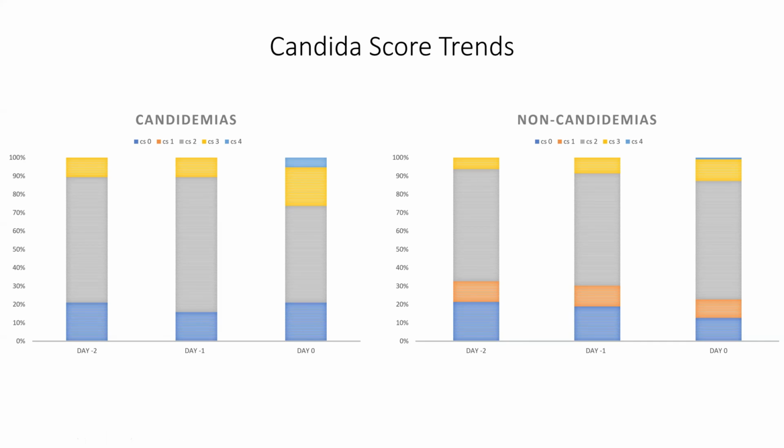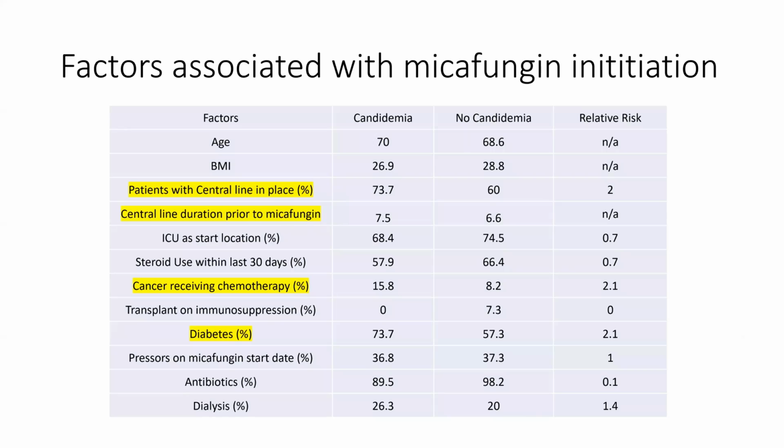Next, we'll move on to the other risk factors outside of Candida score that predicted the use of micafungin. We will take a more in-depth look at Table 1 on the next slide. First, we calculated the average age for both groups and found no significant difference. The average BMI was actually higher in the non-candidemic group. Other factors such as pressors at time of micafungin administration, dialysis, and antibiotics all yielded no significant difference between the 2 groups. The factors that did yield a notable difference were central line placement, cancer patients receiving active chemotherapy, and diabetes. A rudimentary relative risk calculation shows all these factors to have a relative risk of around 2.